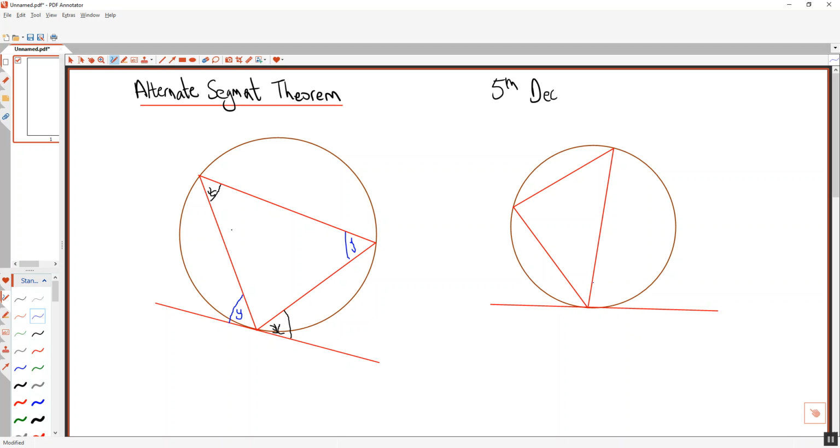It tells us that this angle is the same as this one, and also this one is the same as this one. So it's just another one that you've got to remember. It is a little bit of a funny shape, but however you want to try and remember it. So that's the alternate segment theorem.